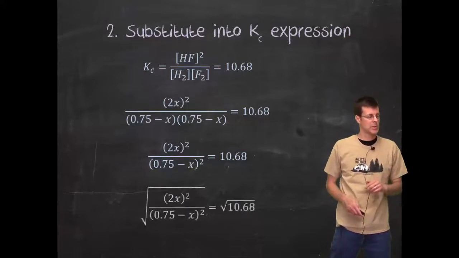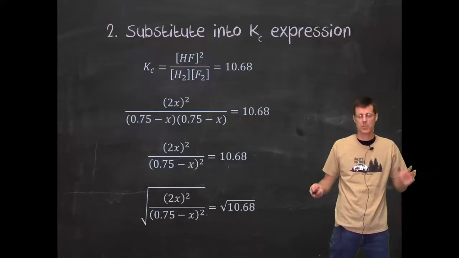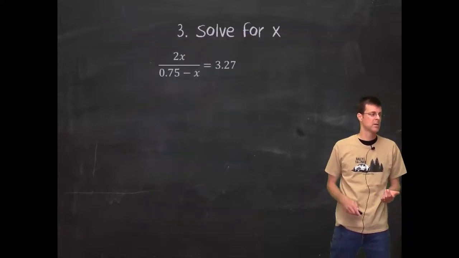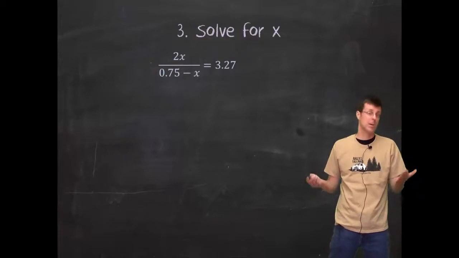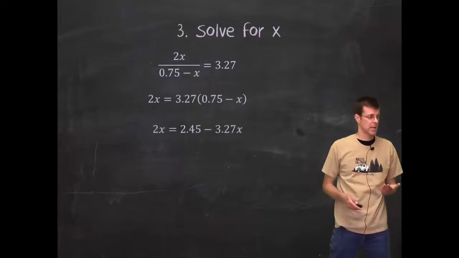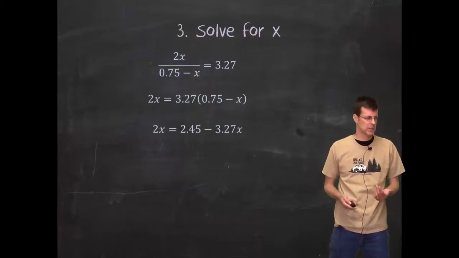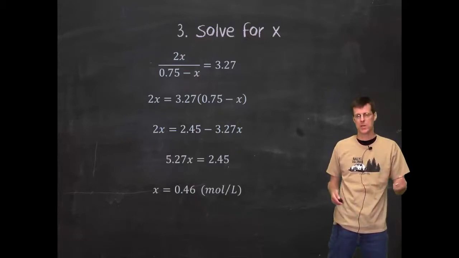At this point, if I take the square root of both sides, it's a perfect square on the left, not a perfect square on the right, but I can take the square root of the left and the square root of the right, and I end up with a simplified expression. Now, not quite so ugly. And now I just solve for X as I would in a grade 10 kind of problem. Once I solve for X, I know what X is.